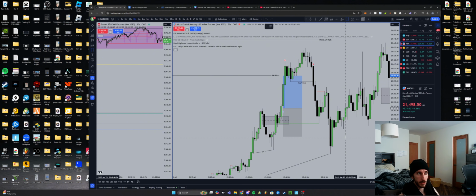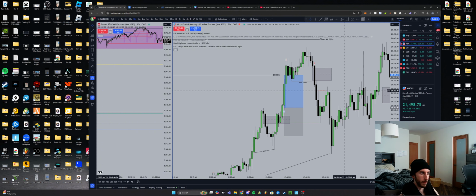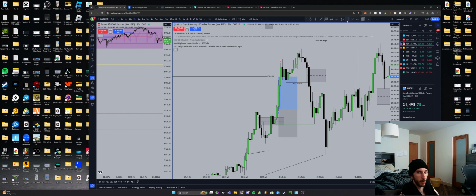Where's another really obvious bearish one? Right here, look. First candle, second candle, third candle. Top wick of the first one, bottom wick of the third one. Boom, that's a fair value gap. Where is a bullish one? Right here, top wick of the first candle, bottom wick of the third candle.